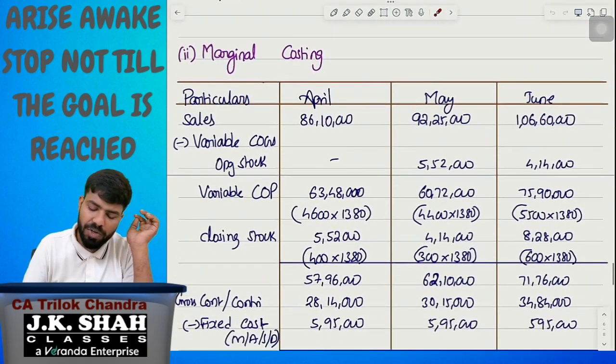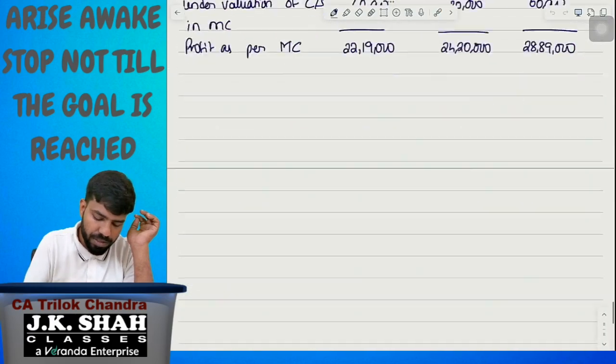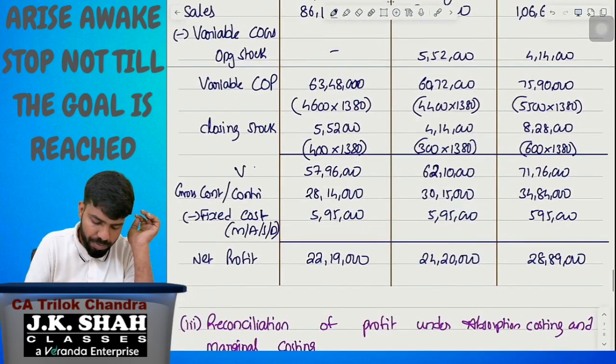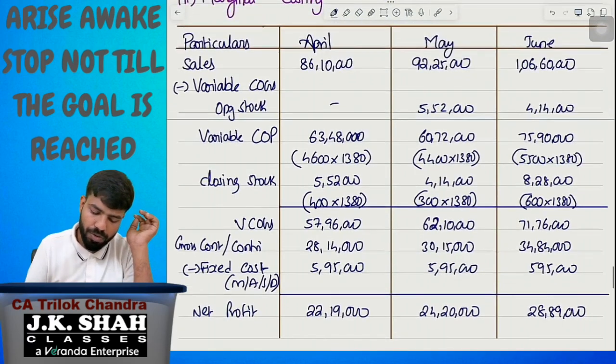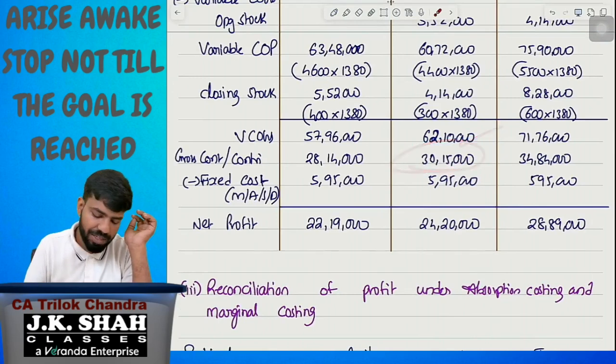Same way, 92 lakh 25,000. Closing stock will become opening stock, 4,400 into 1,380, 60 lakh 72,000. Closing stock is 4 lakh 14,000. This is the variable cost of goods sold. So 92 lakh 25,000 minus 62 lakh 10,000 will be 30 lakh 15,000. Fixed cost is 5 lakh 95,000, so profit is 24 lakh 20,000.